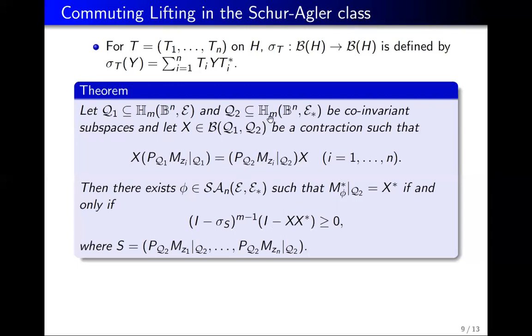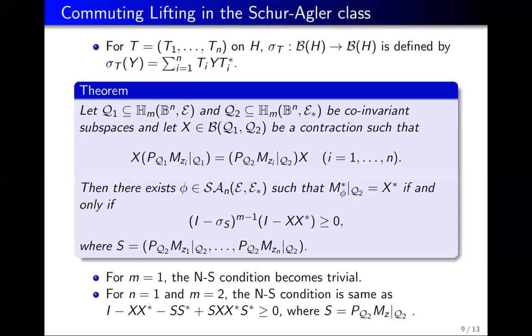And you remember, if you take m equal to 1, then you are either in the Arveson space or in the Hardy space, right? And we have seen the Commuting Lifting theorem before, where we didn't have any restriction on X. Any contraction can be lifted. So this is consistent with that. By taking m equal to 1, you will get back those theorems.